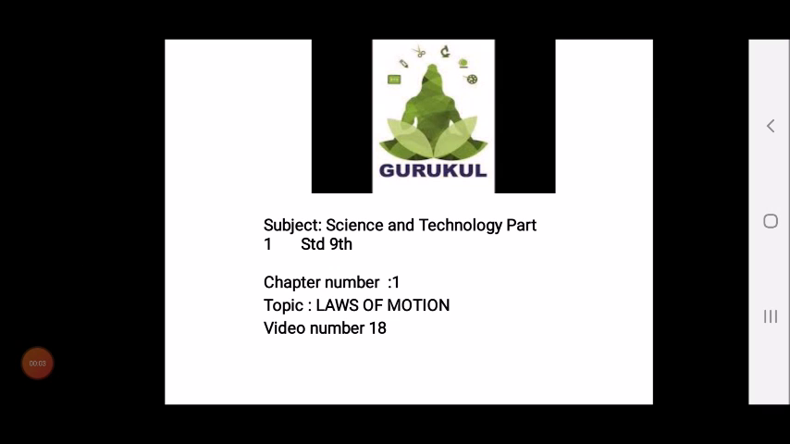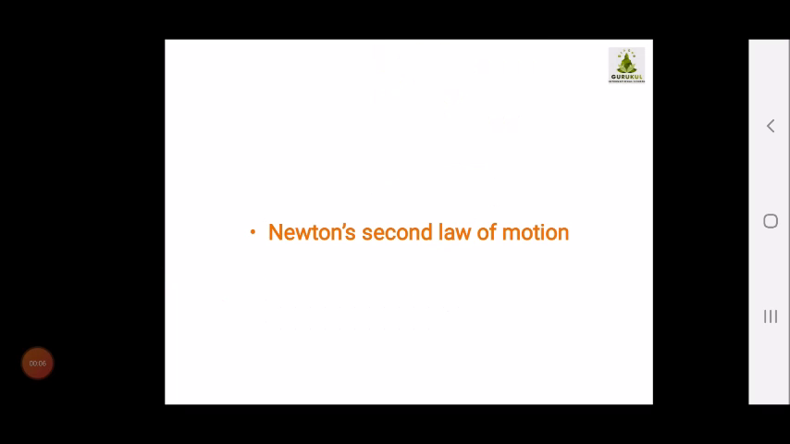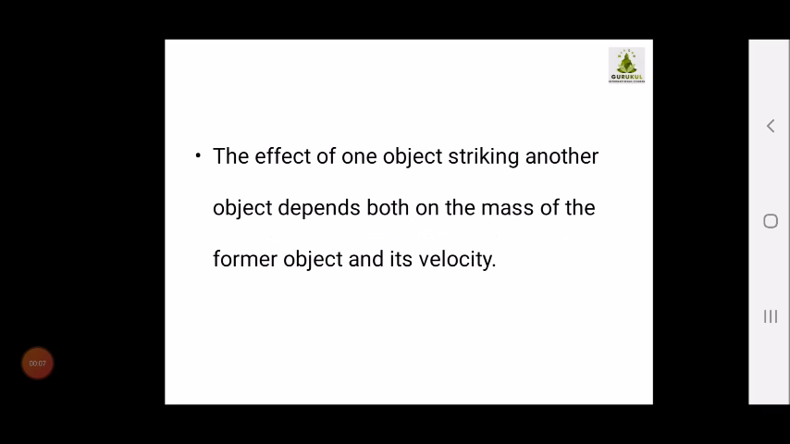Students, now we are going to study the concept of Newton's second law of motion. The effect of one object striking another depends upon both the mass of the former object and its velocity. Just imagine when you are playing certain games, hitting two balls at one time, like 3 or 4 balls in billiards.